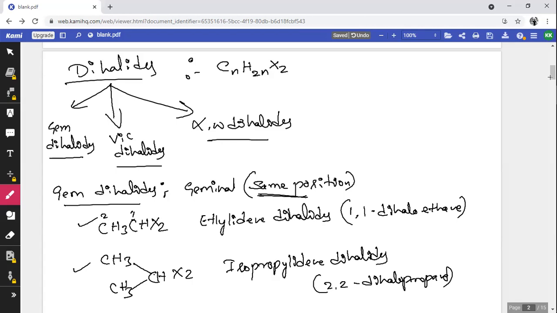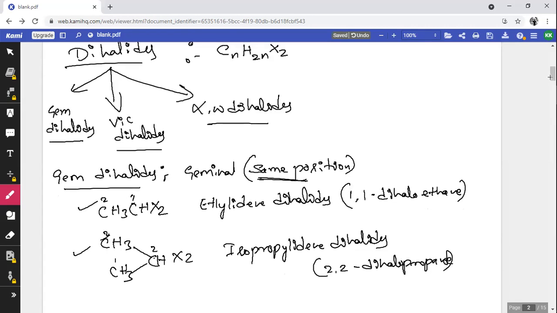Similarly, in the second example, there are three carbon atoms in the parent chain, and both the halogen groups are present on the second carbon. Let me consider this as 1, 3, and 2. On the second carbon atom, both the halogen groups are present, so it is considered as 2,2 dihalopropane.